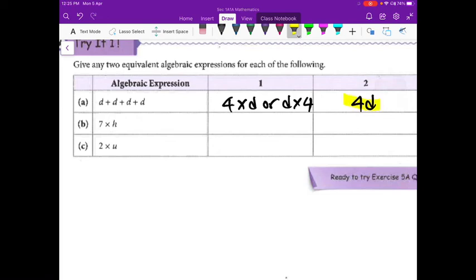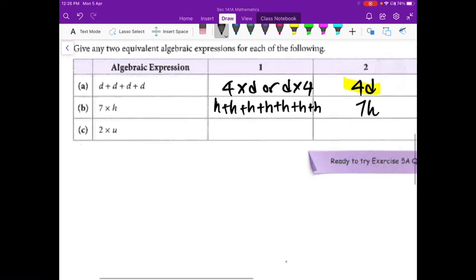Next, 7 times of h. Another way to write it is h, 4, 5, 6, 7. There are 7 of the h's. 7h. That is literally what it means. So there are 7 h's, and our final answer we write as 7h. Yes, u plus u. 2u. How many u? 2 of them. 2u.